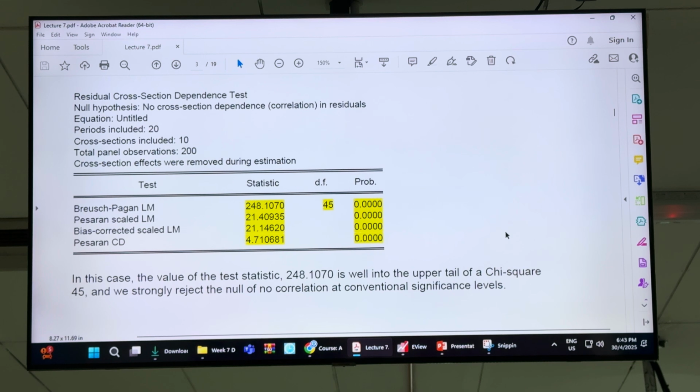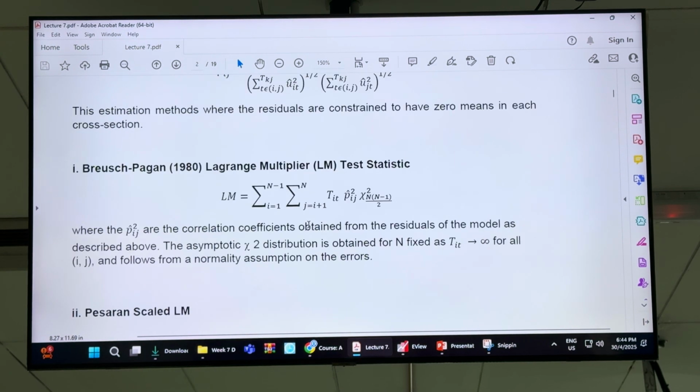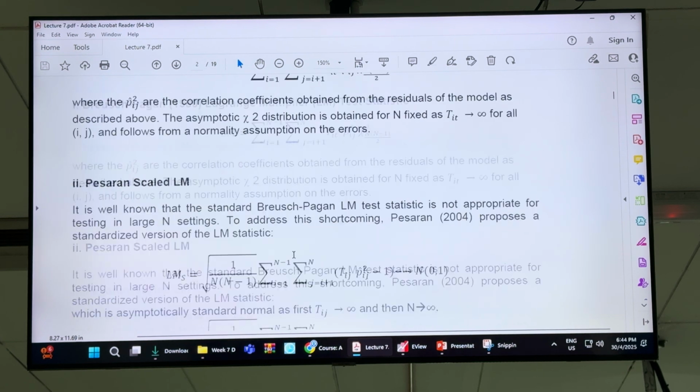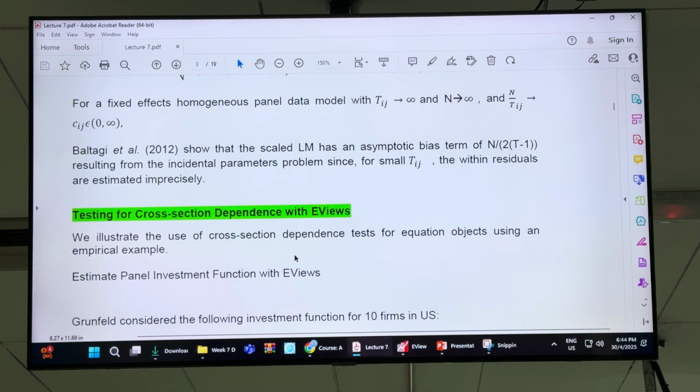So I also do some elaboration in the files. So we say the value of the test statistic, one by one now, fell into the upper tail of the chi-square 45. It follows the chi-square distribution, because you see all the test statistics follow the chi-square distribution, for all these statistics.